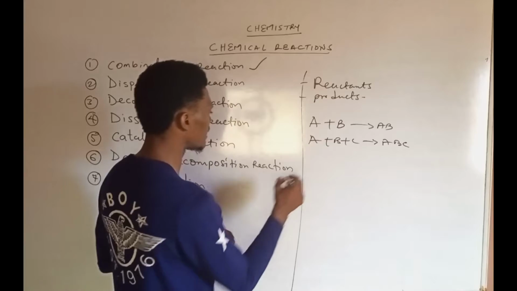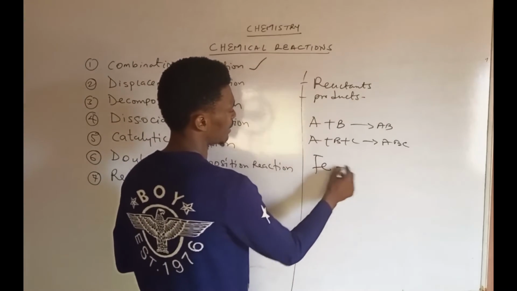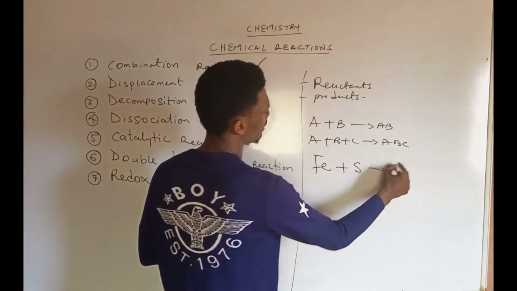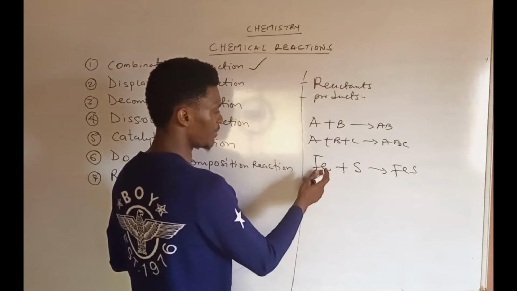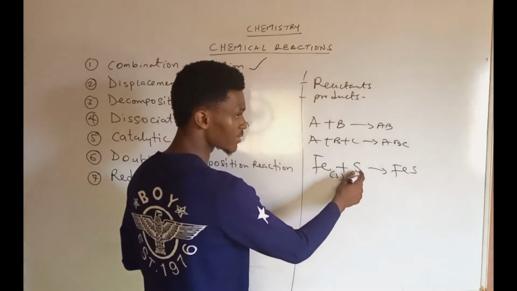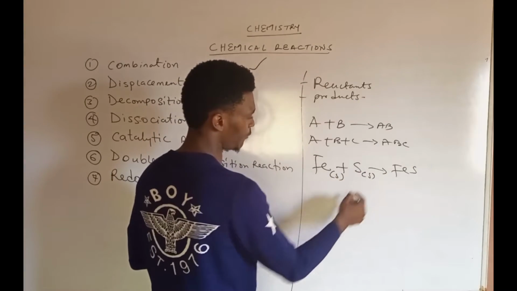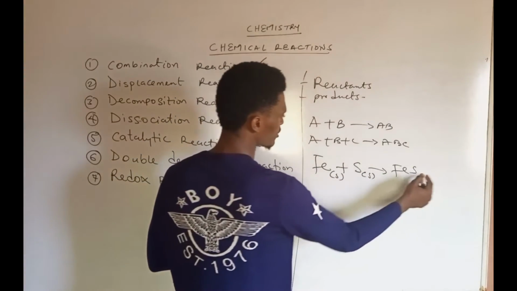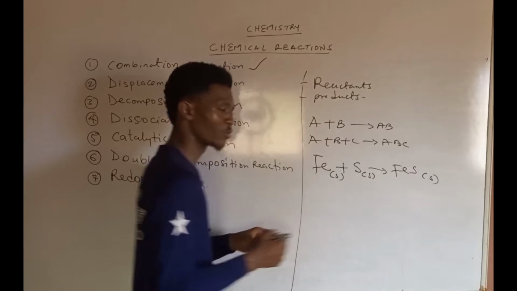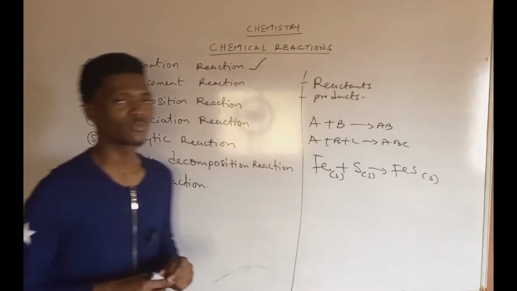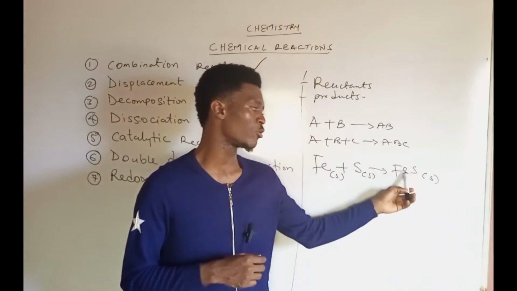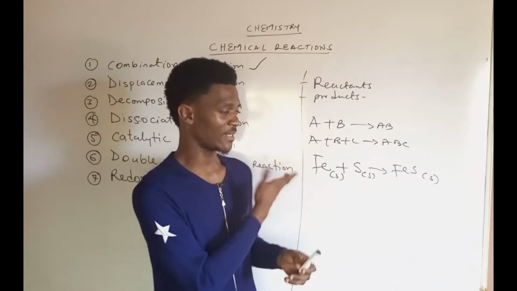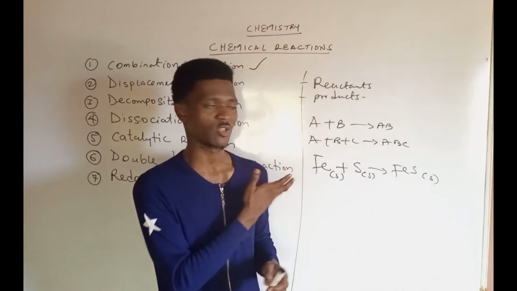For example, let's say we have this reaction, iron plus sulfur to give iron sulfide. In this case, this is an element, iron. This is also another element, sulfur, and it ends up giving us iron sulfide. So in this case, you could say that this is an element-element combination to form a single substance, and that is a typical example of combination reaction.